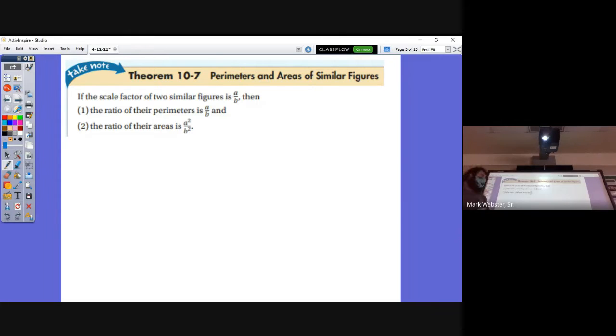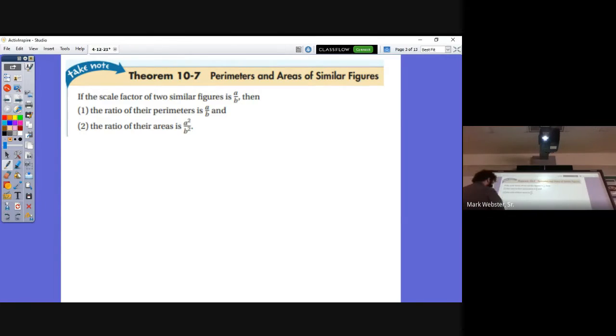The other thing you need to know is that if you know the scaling factor, you can find the ratio of the areas by taking that scaling factor and squaring it. So those are just facts. If you think about it, why is the area the square of the scaling factor? It's because area is two-dimensional, right?